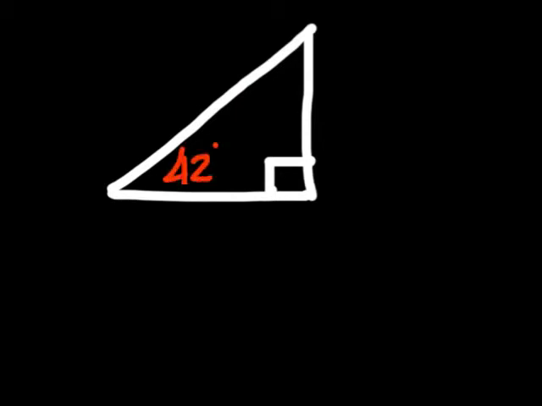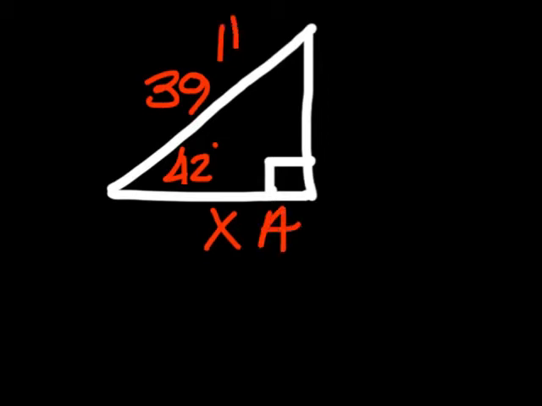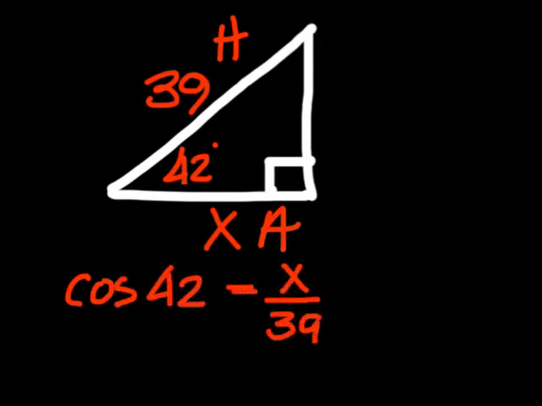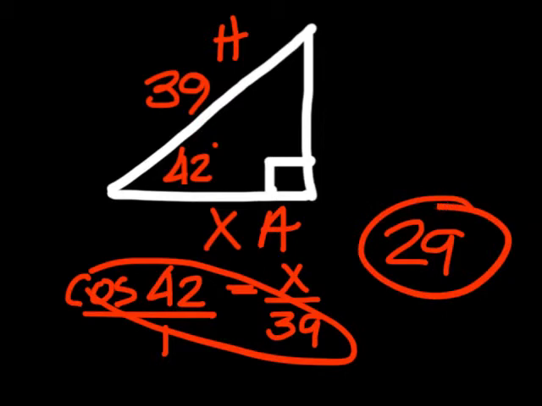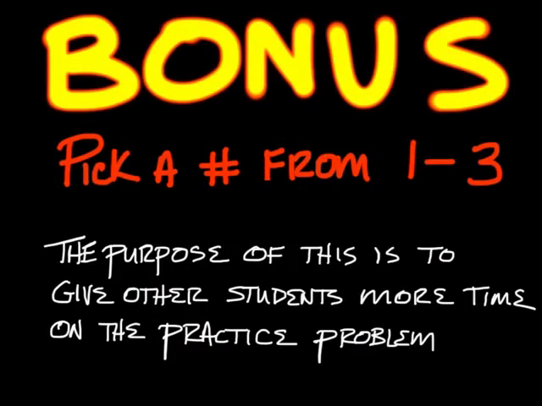Practice problem number 3. We know 42 degrees. We don't know this, but we do know 39. Find x and round to the tenths place. All right. This is adjacent. This is hypotenuse. So it should be cosine 42 equals x over 39. And in this case, it's a simple multiplication problem. You'll do cosine 42 and then multiply by 39 to get an answer of 29 even.